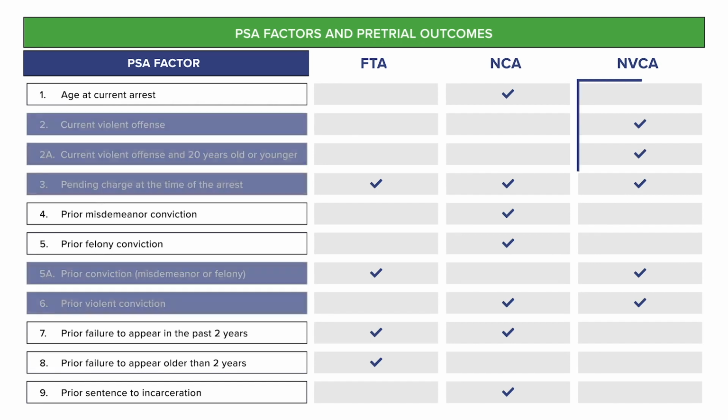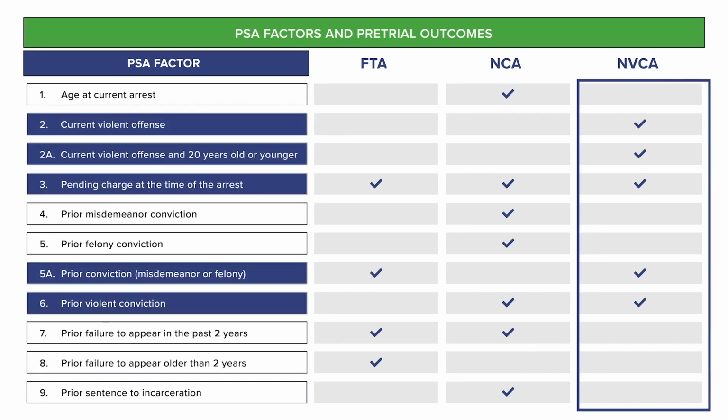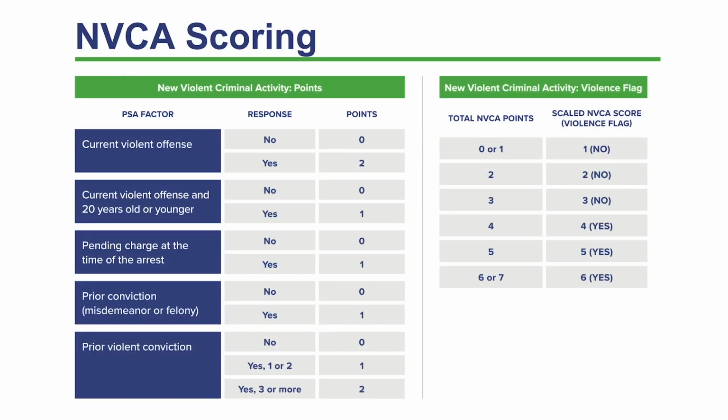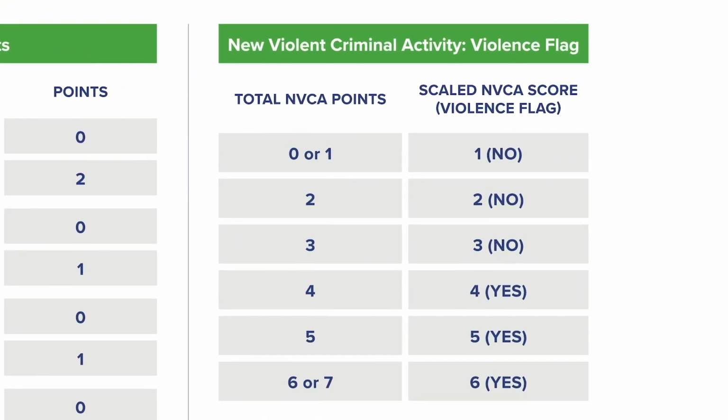Finally, let's look at the NVCA scale. Getting to the raw score is similar to how FTA and NCA is scored. These 5 factors are scored and the points are added. However, unlike the FTA and NCA scales, the researchers determined that reporting the NVCA score made the most sense as a flag rather than as a score between 1 to 6.